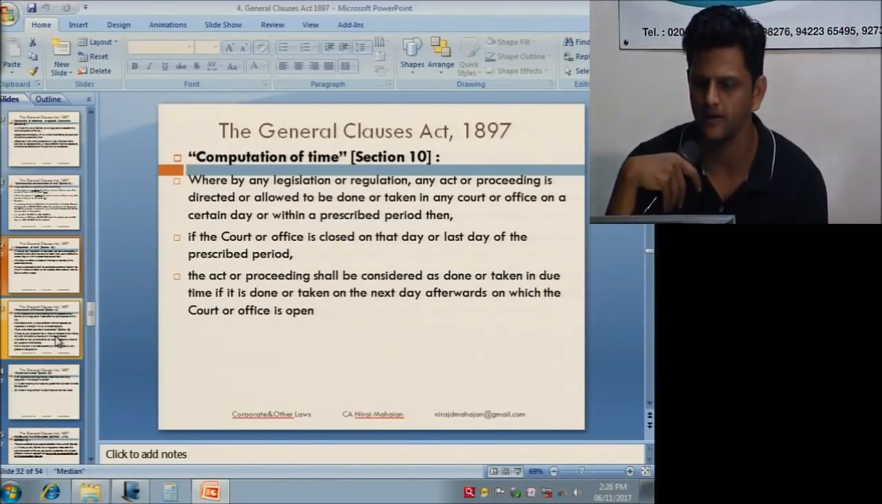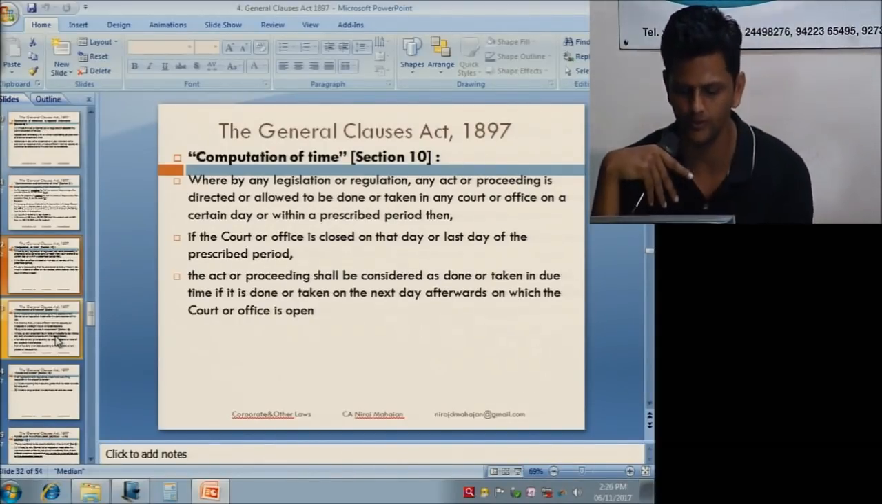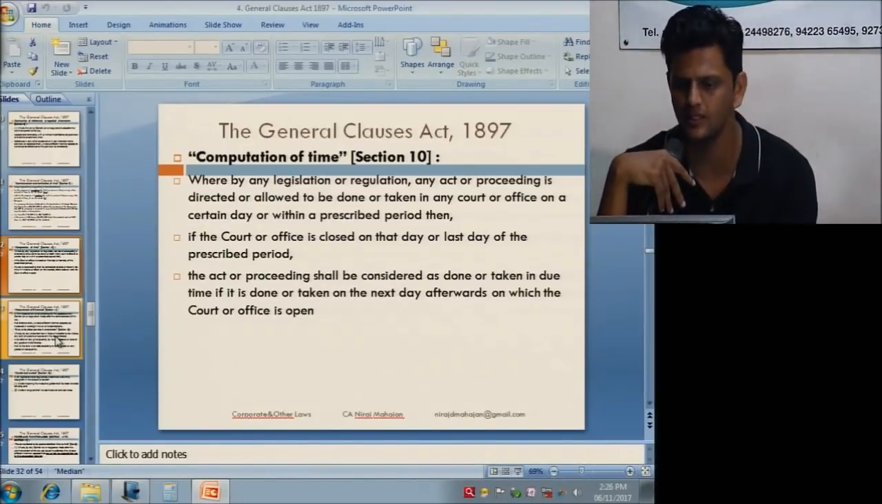Yes, for example, 7 days, 10 days, etc. The 10 days falling on a day when the court is not working, so you can come on the 11th day as well.